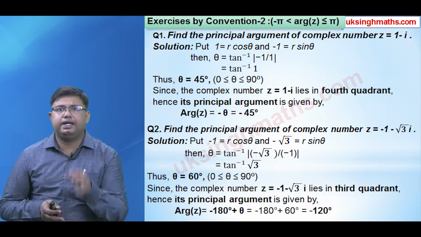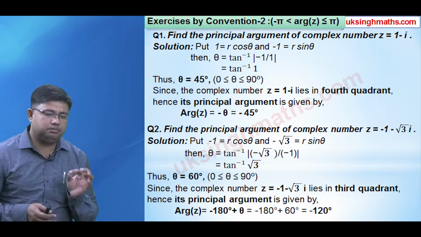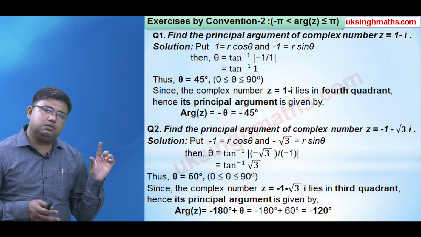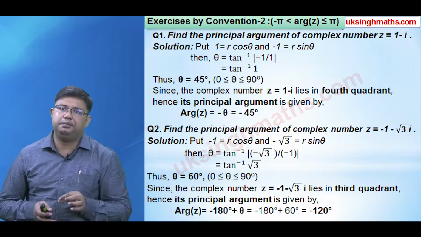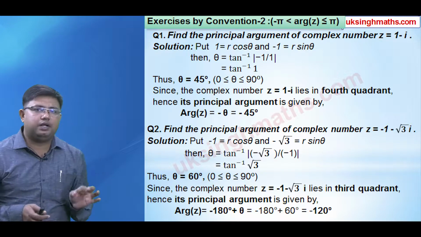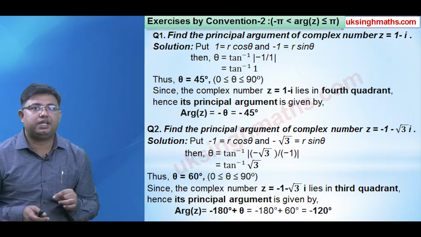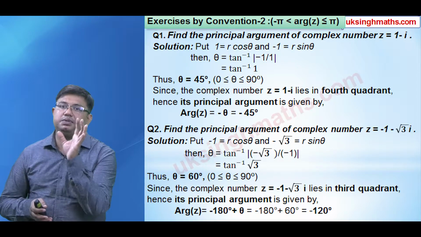Now it is clear that this complex number 1 minus i lies in the fourth quadrant, and according to our formula given in the table, the value of principal argument for this complex number will be minus theta, so it will be minus 45 degree.